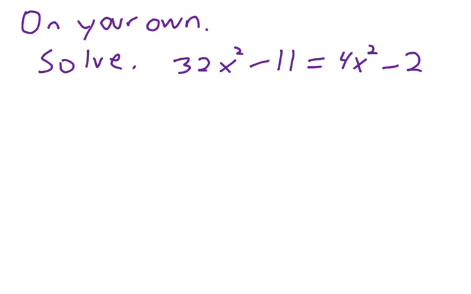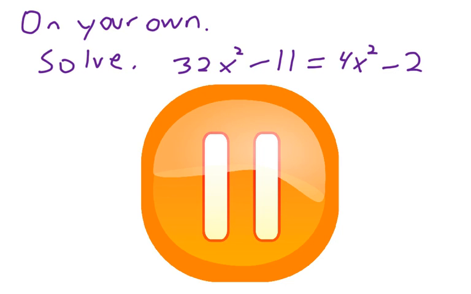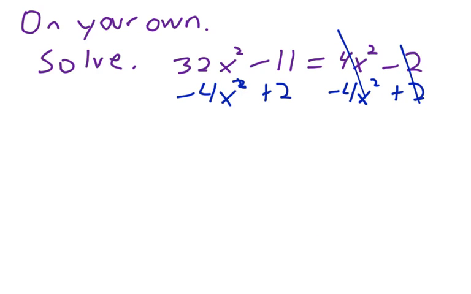Alright, here you go. Solve 32x squared minus 11 equals 4x squared minus 2. Go ahead and pause the video and try this one on your own. And here's the solution. There's our first step. Solve for 0. And hopefully you found a mistake here. It's not a perfect square. So why don't we change that problem around and make that a negative 4x squared? And that's where we should be now.